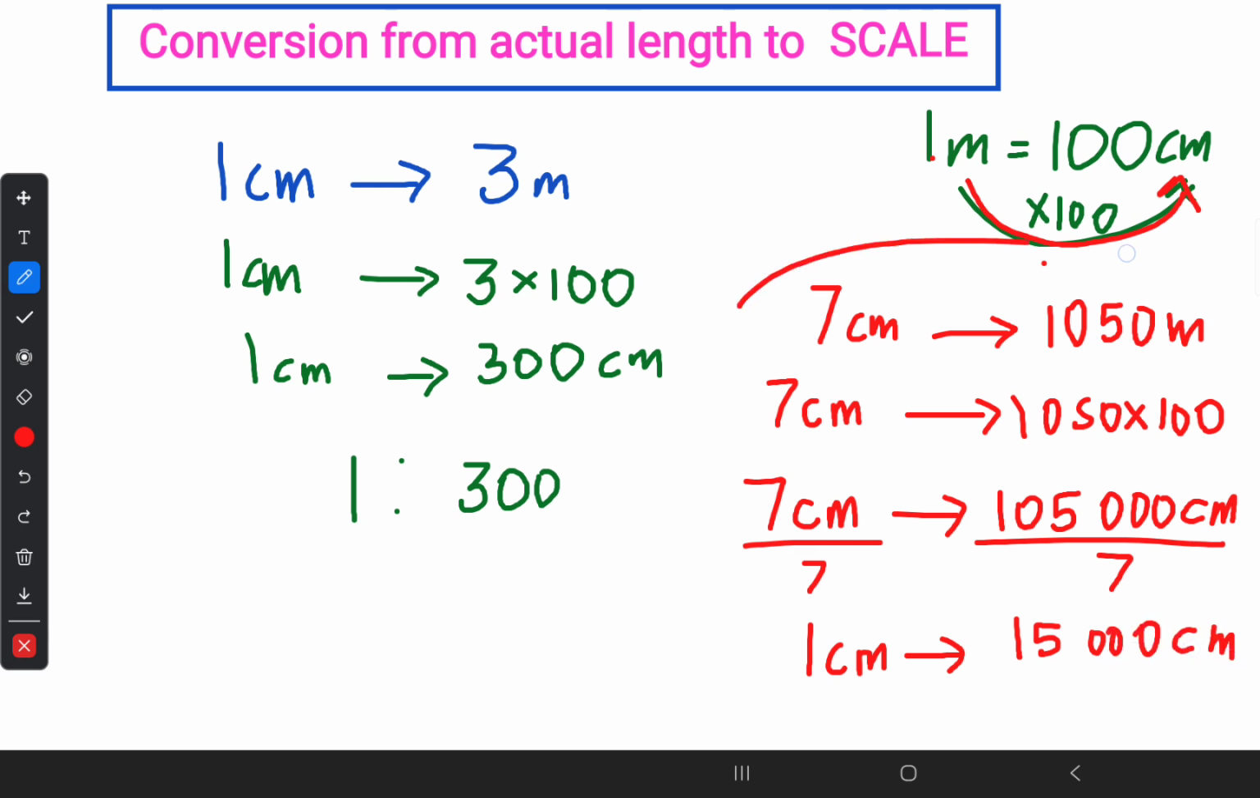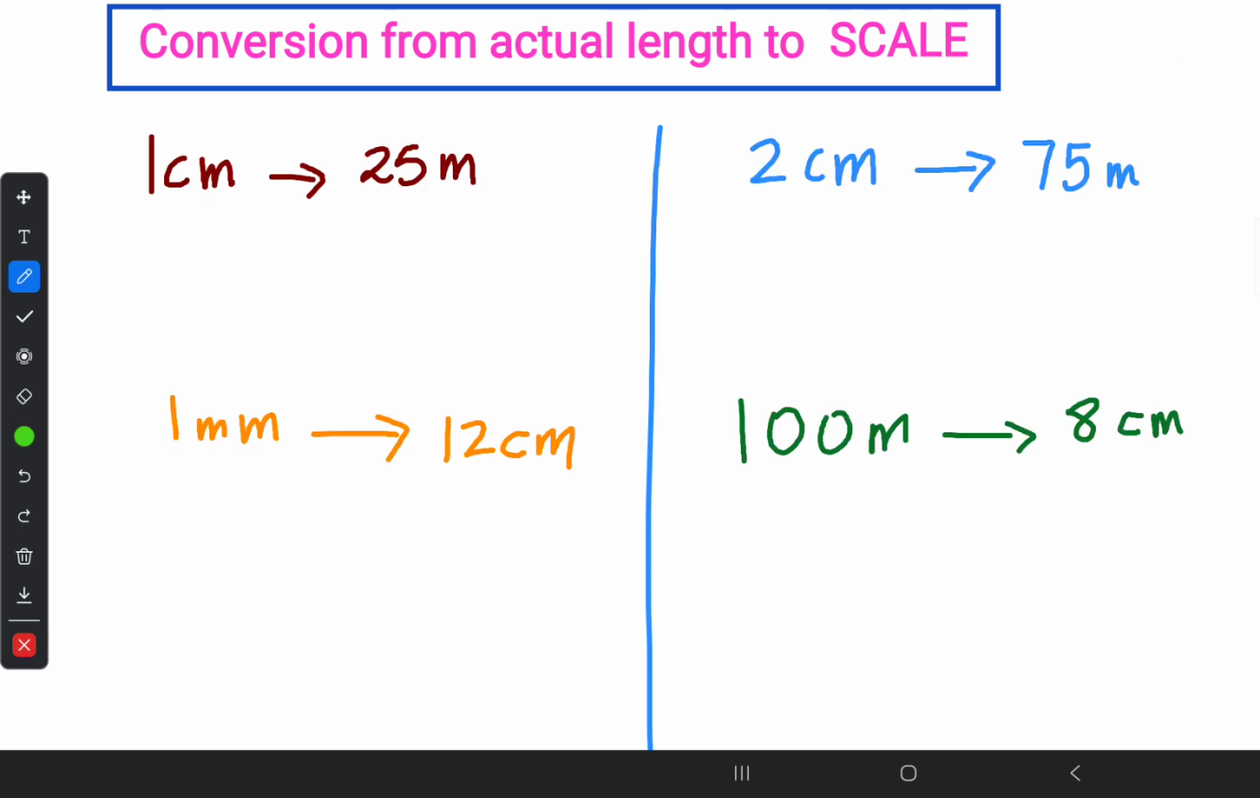What we did here: 7 centimeters is 1050 meters. We can't compare centimeters with meters, no. That's why we multiplied that particular value by 100 to convert that to centimeters. Then this is 7 centimeters, this is 105,000 centimeters. There is no 1 value. To obtain 1, we divided both sides by 7. Finally, we obtained 1 centimeter is 15,000 centimeters. So, the scale is 1:15,000. That's all.